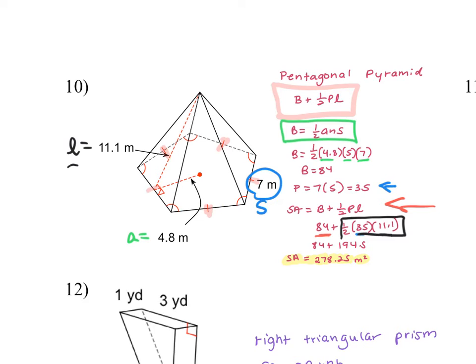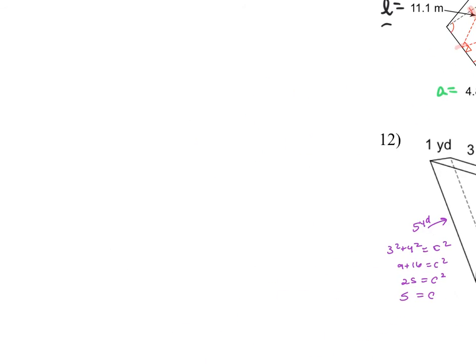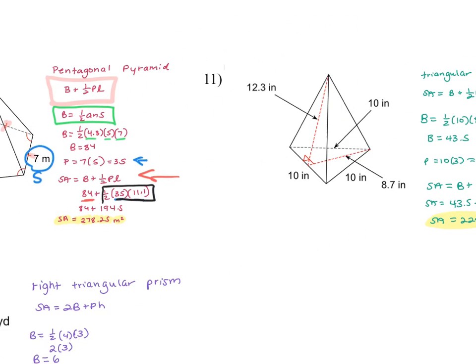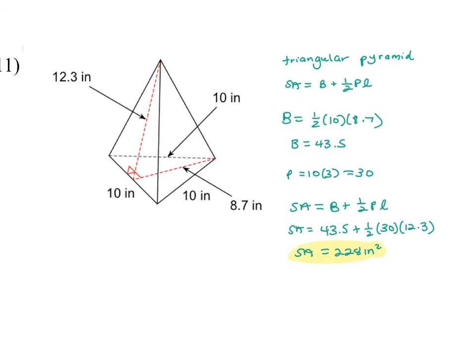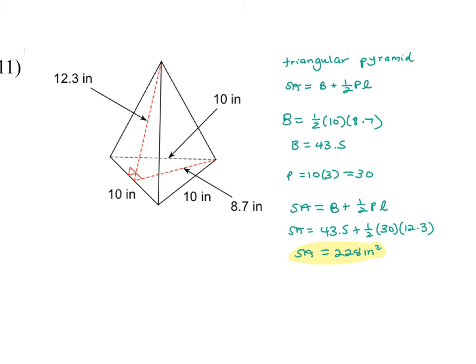Let's try number 11. This is a triangular pyramid. Notice all 3 sides. It's a regular pyramid, so it's equilateral. Each side of my base is 10. Notice the 12.3 is the slant height, so that's my L. The height of the base triangle is 8.7.